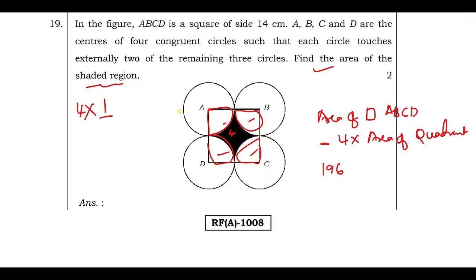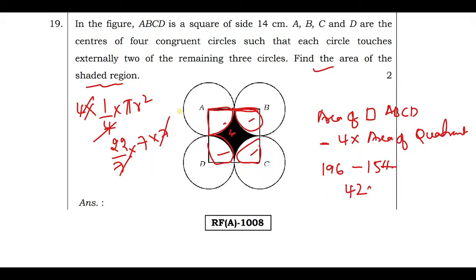Area of a quadrant is 1 by 4 into pi r square. This is 1 by 4th of the area of a circle. 4 will cancel. Pi value is 22 by 7. Radius is, the total length here is 14, so the radius will be 7. 7 into 7 will cancel out. What you get is 22 into 7, which is 154. 196 minus 154 is 42 centimeter square.